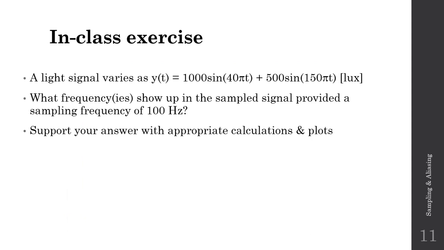Let's jump into another in-class exercise then. Here we have an input analog signal, which has now two frequency components. So y of t is equal to 1000 times sine of 40 pi t plus 500 times sine of 150 pi t. And the units here are in lux. The same questions are posed. Does aliasing present itself in the sampled signal if I sample this input analog signal with an ADC operating at 100 Hertz? Once again, I'd recommend go ahead, pause the video, work through the solution on your own, and in a couple seconds, we'll work through the solution together.